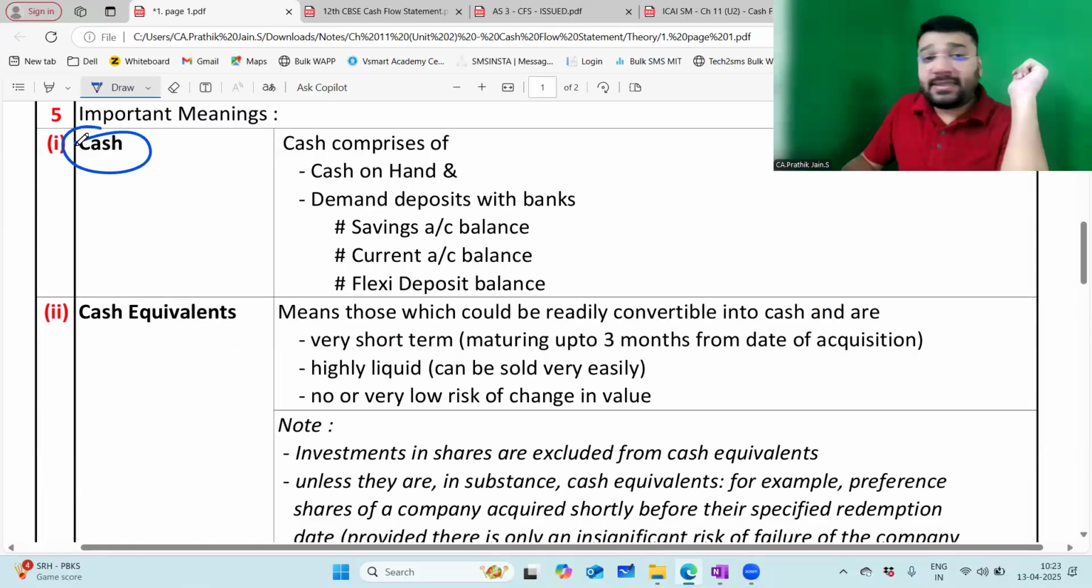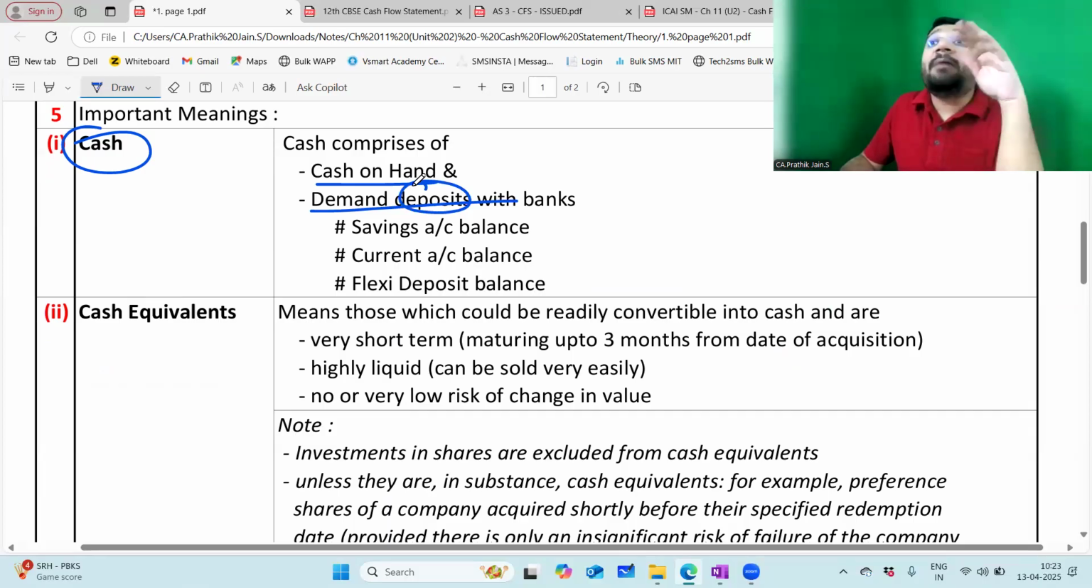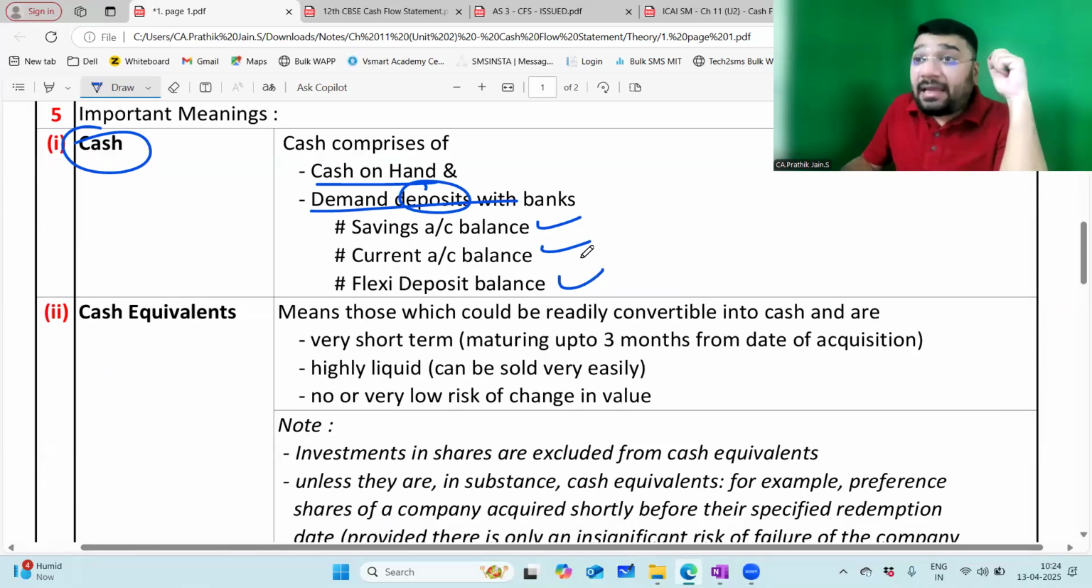Cash in AS 3 comprises cash in hand and demand deposits with banks. Demand deposit means any money that is with the bank and that we can get back without their permission. So the money in your savings bank account, current account, and flexi deposit account, I can put into it whenever I want, and I can withdraw whenever I want. Nobody to ask me. Am I clear? So this is called cash.